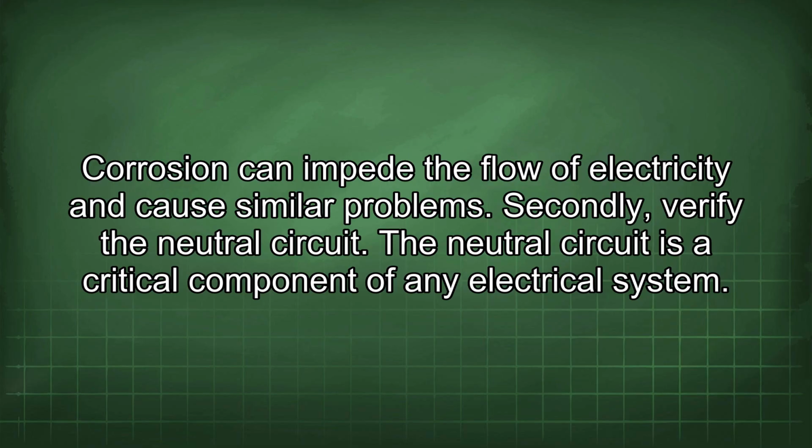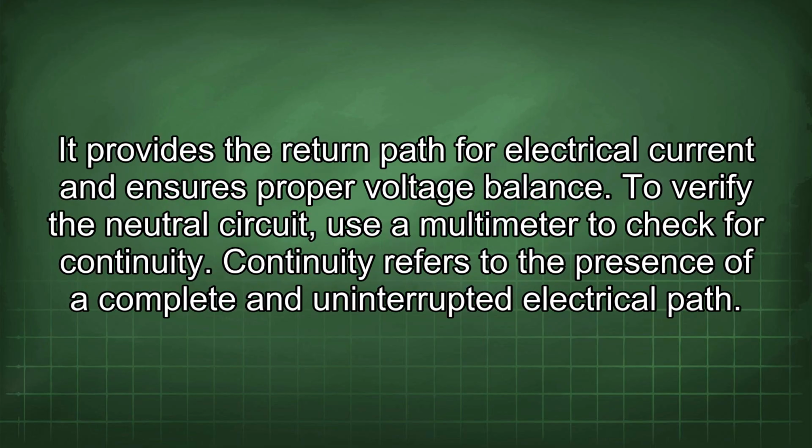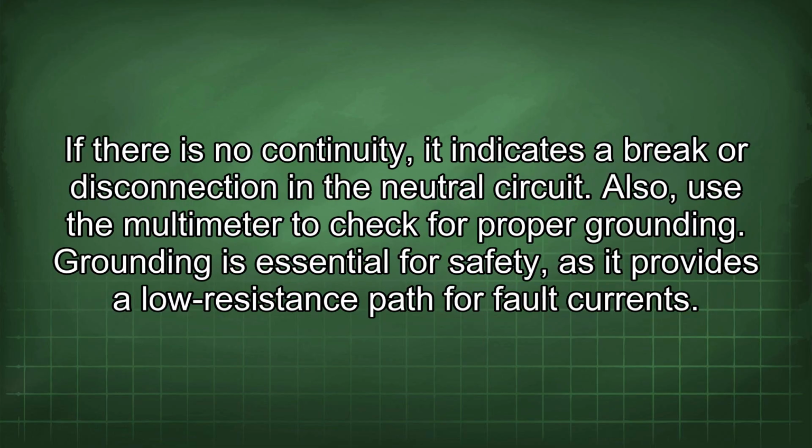Secondly, verify the neutral circuit. The neutral circuit is a critical component of any electrical system. It provides the return path for electrical current and ensures proper voltage balance. To verify the neutral circuit, use a multimeter to check for continuity. Continuity refers to the presence of a complete and uninterrupted electrical path. If there is no continuity, it indicates a break or disconnection in the neutral circuit.